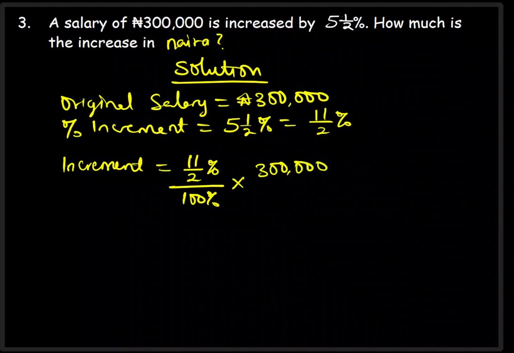Remember what I told you when we were changing percentage to numbers: if our percentage comes as a fraction, just like we have 11/2, then over 100, the 2 will multiply the 100 down here. So this will be giving us 11. Of course, percent cancels percent, so 11 all over 200 times 300,000.